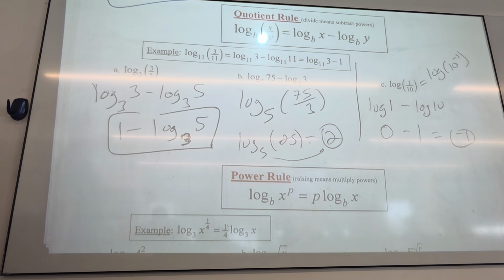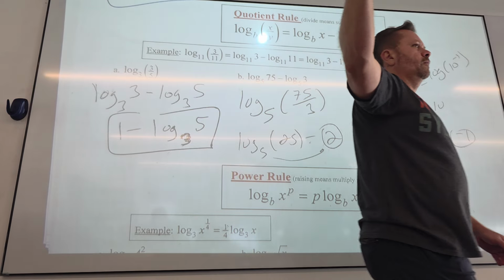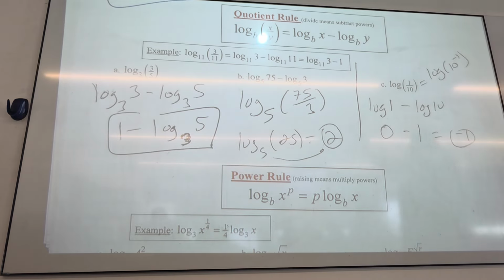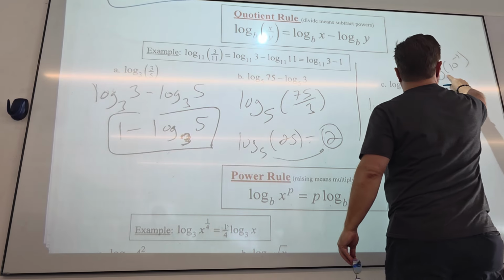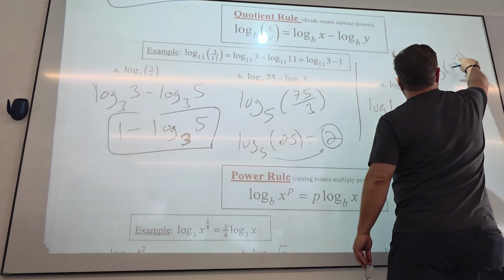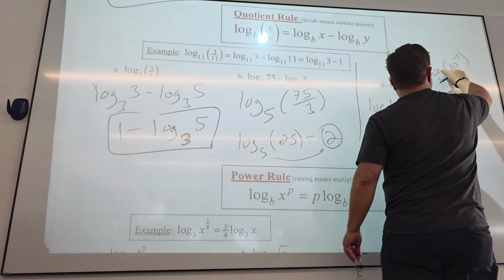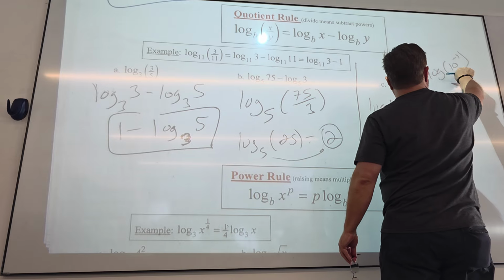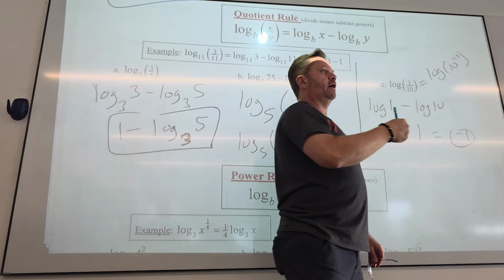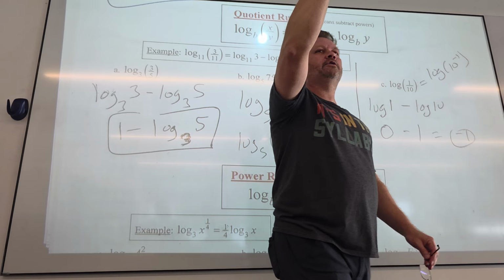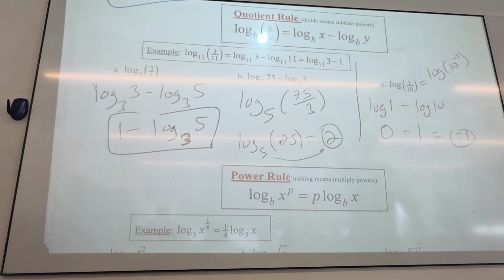Are you guys cool with that? 1/10 is 10 to the negative 1. And of course, then I could just say, what do I raise 10 to make it become 10 to the negative 1? I raise it to that. What do I raise 10 to make it become 10 to the negative 1? Or, what do these do to each other? They cancel out. So the answer is negative 1 again. No matter what way I do it, it has to come out to be the same answer.